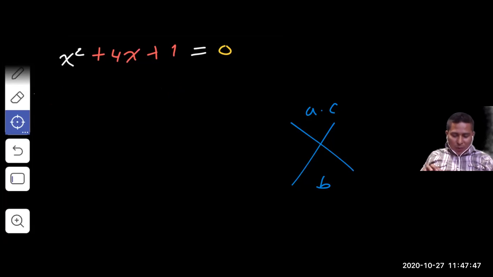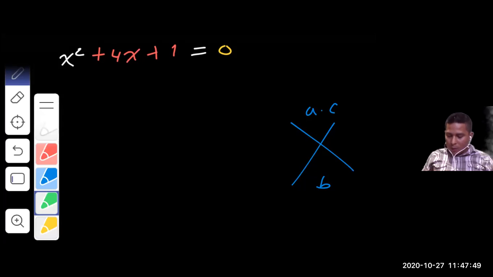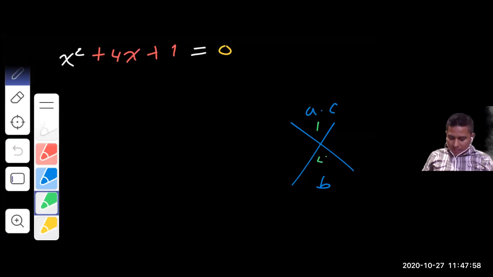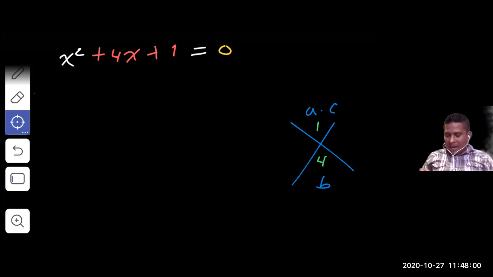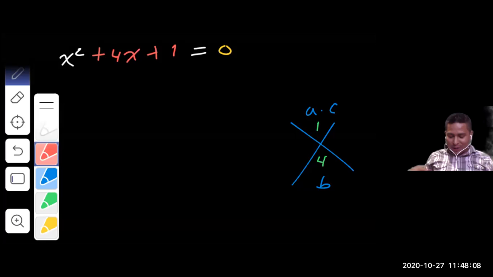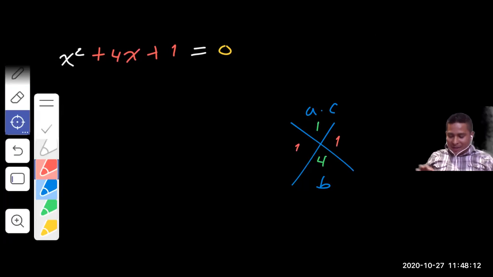1 times 1 is going to be 1. We just take the coefficients, right? It's 1. What is B, guys? It's the linear term, which is 4, right? Can someone tell me two numbers that I can multiply together and get 1? It's a prime number, which I can only factor using 1 and 1, right? Okay, 1 and 1.